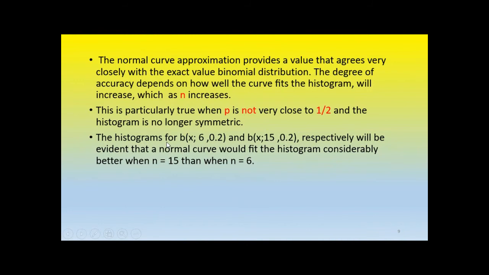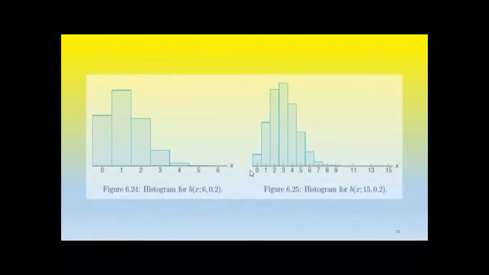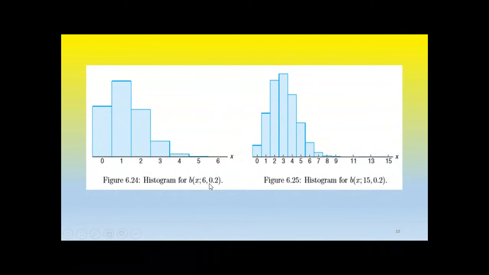Fine. The histograms for two different binomial distributions have been shown. The first distribution has sample size 6 with the same probability 0.2. The second distribution has sample size 15. It will be evident that the normal curve would fit the histogram considerably better for n equal to 15 than for n equal to 6. Let's see what is happening here. This is the histogram for the binomial distribution where the sample size is 6. But this is the histogram for n equal to 15. You see, this is skewed to the right, isn't it?